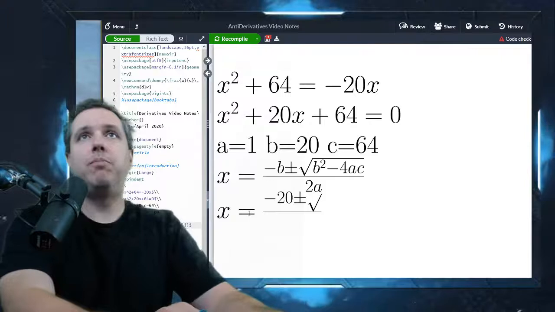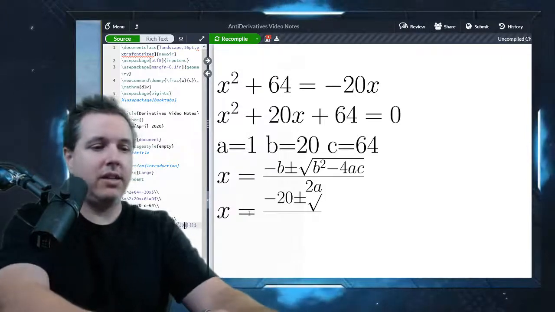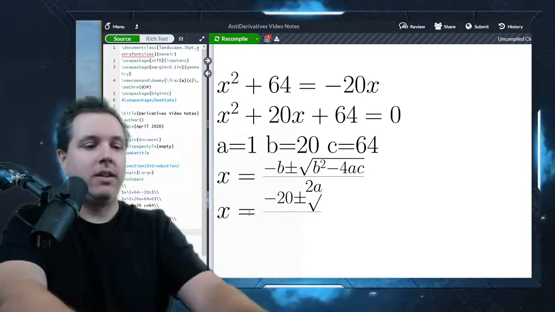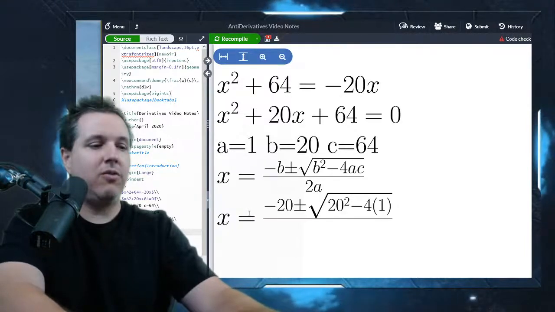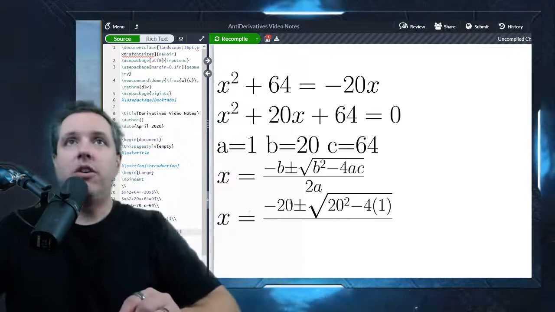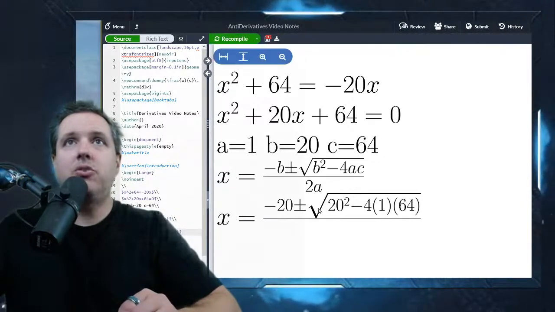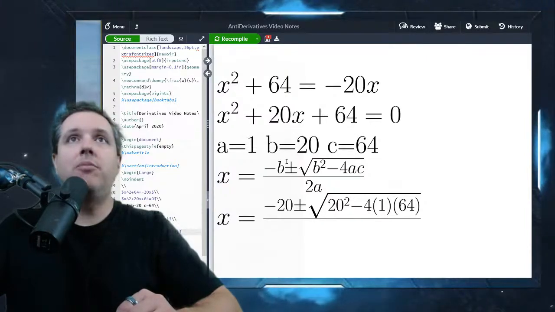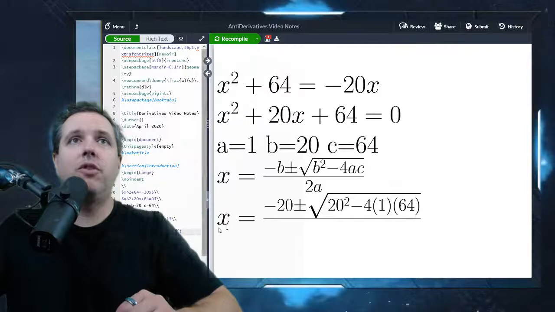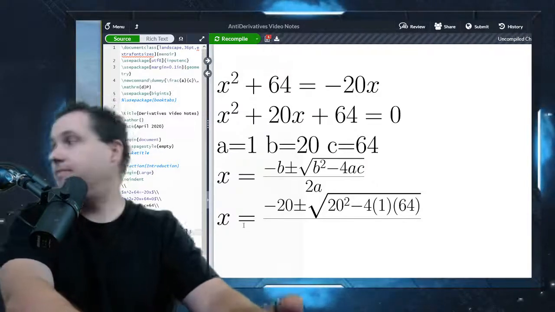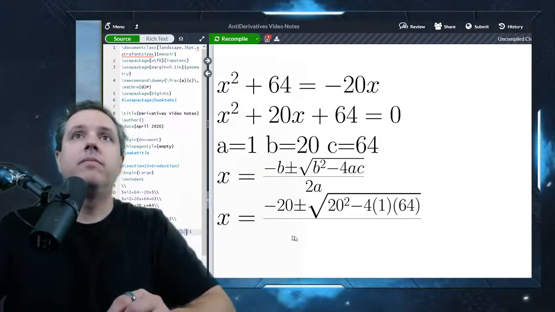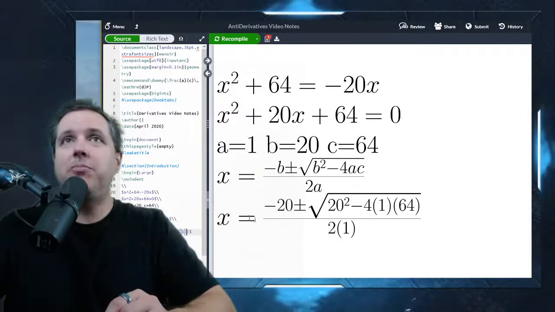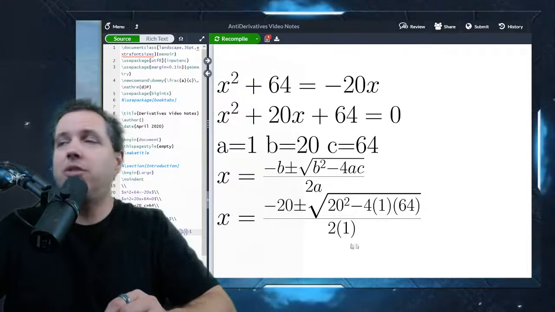So let's see, square root of, so b squared, so that's going to be 20 squared minus 4 times 1 times 64, which is c. So there's our negative b plus or minus the square root of b squared minus 4ac. And then the bottom is 2a, which is an easy one. That's just going to be over 2 times 1. So notice I didn't simplify anything here, did I? All I did was substitute values in.